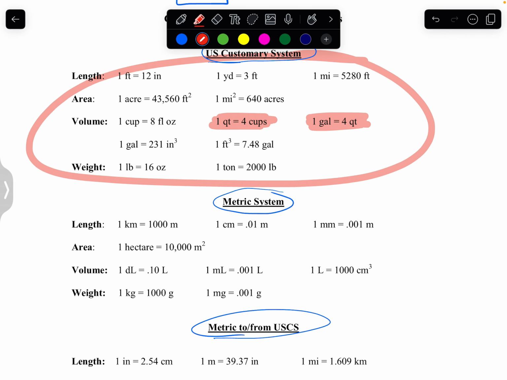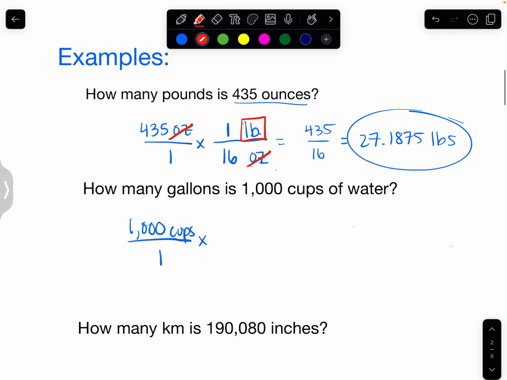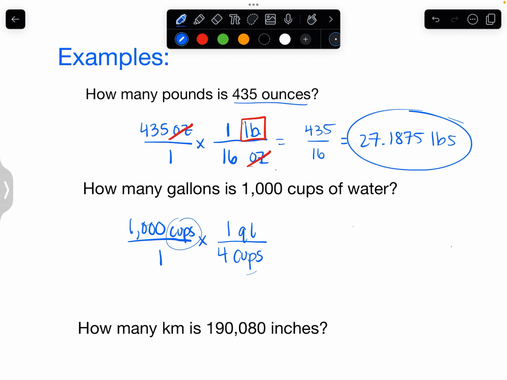Could there be more than one way? Absolutely. But this would probably be the straightforward way of converting cups to gallons. So I know that there are 4 cups in 1 quart. So I'm going to have 4 cups on the bottom, since I want whatever unit I'm getting rid of in the opposite denominator. So cups and cups over 1 quart times. Now at this point, if I multiply across, cups cancel. And our last conversion is going from quarts to gallons.